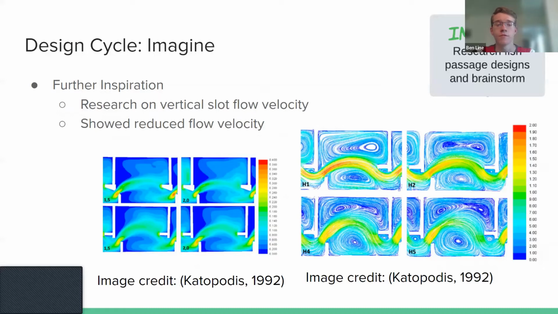This goes into a little bit more detail about the vertical slot design. There are some heat maps showing where the water is most concentrated as it flows through the vertical slots. The vertical slot creates some vortices for the water and in general slows down the velocity.